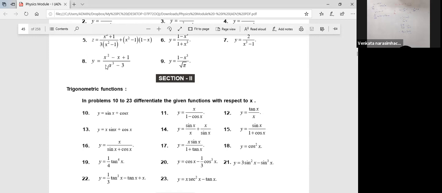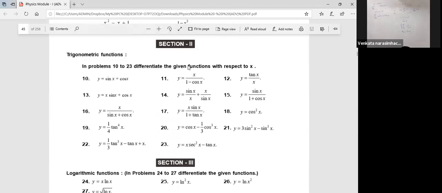Are you able to see my marker? Yes, sir. Exercise 1, 8th question, A is a constant. Root pi is a constant in the 9th question. So first 23 problems of exercise 1, section 1 and section 2. Is the homework clear to all? Yes, sir. So questions from 1 to 23 are homework, as simple as that.